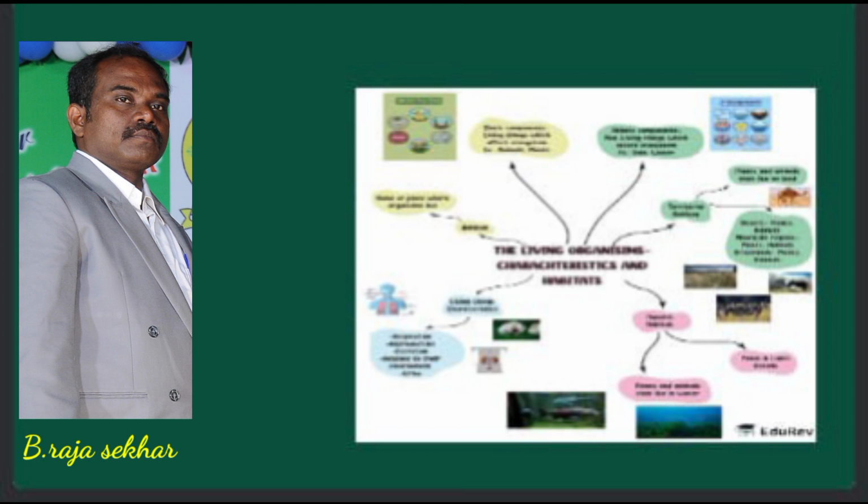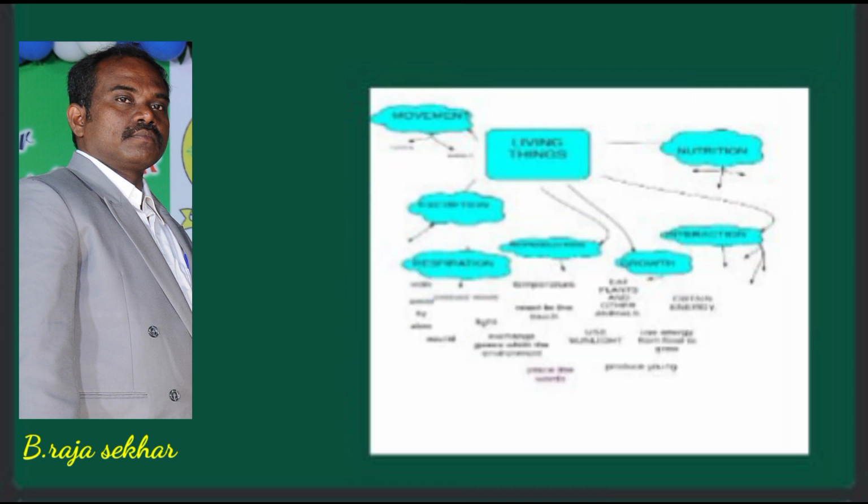The characteristic features of living organisms, we know, are respiration, reproduction, excretion, responding to their environment, and growth. These are the different characteristic features of living things.